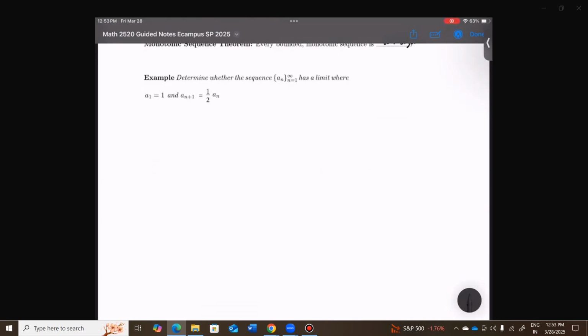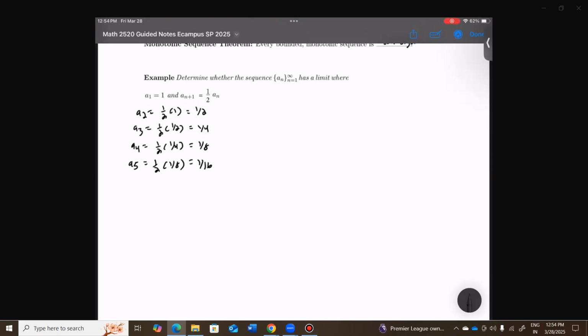A sub 1 equals 1, a sub n plus 1 equals 1/2 a sub n. Alright, so let's start with a sub 2 would be 1/2 of 1, so it would be 1/2. A sub 3 would be 1/2 of 1/2, so it would be 1/4. A sub 4 would be 1/2 of 1/4, so it would be 1/8. A sub 5 would be 1/2 of 1/8, so it would be 1/16.